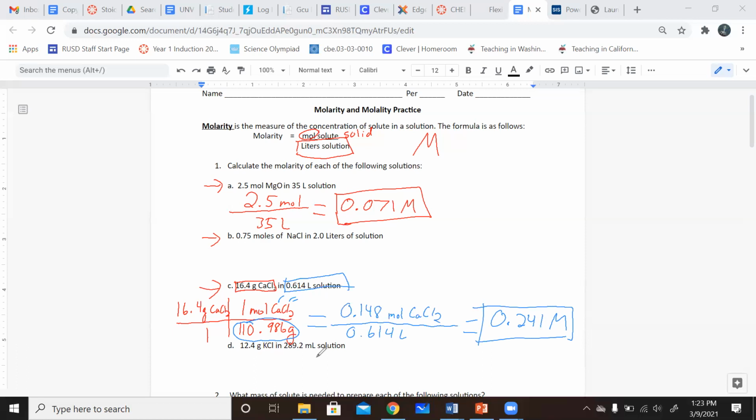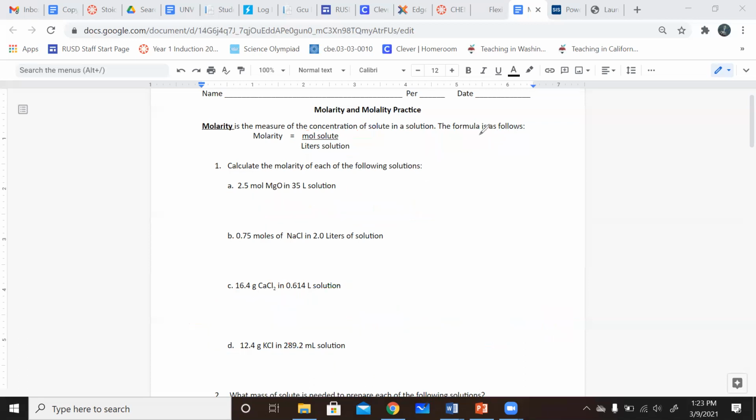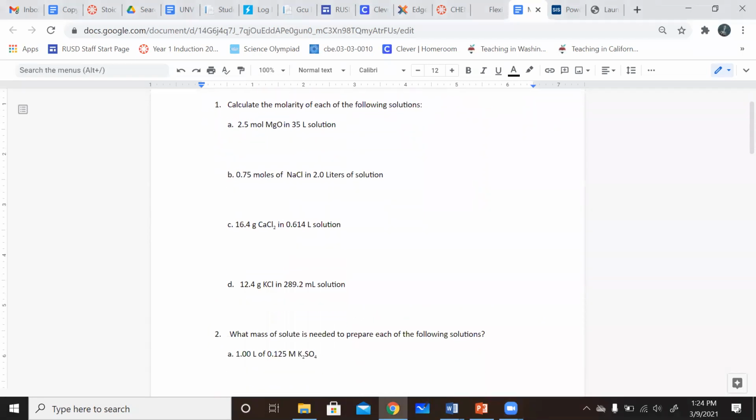And then letter D is going to be much the same, except for that one in particular, you have to do your grams to moles calculation. And you also have to convert milliliters to liters before you can figure out the molarity. And you're going to do that by very simply moving your decimal place here 3 spaces to the left. So 289.2 milliliters becomes 0.2892 liters. Okay? So that's the first part.